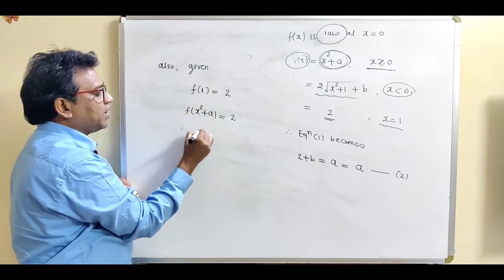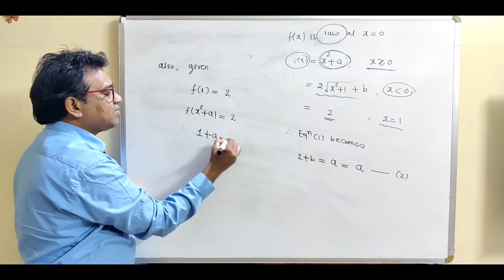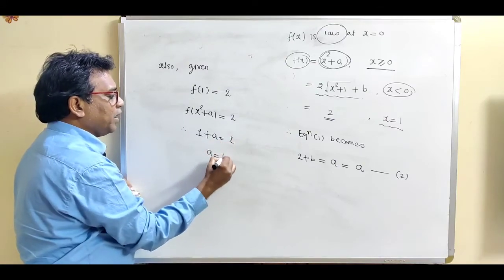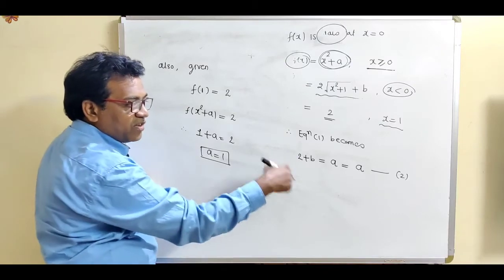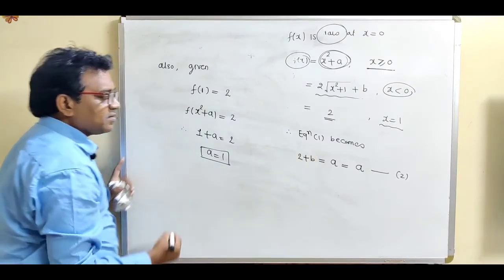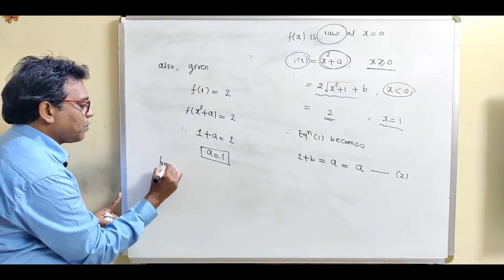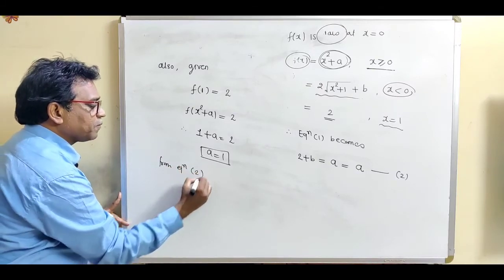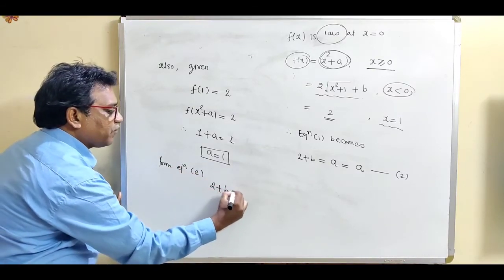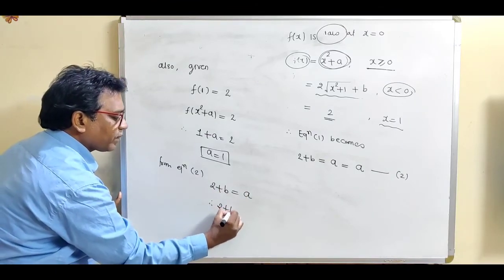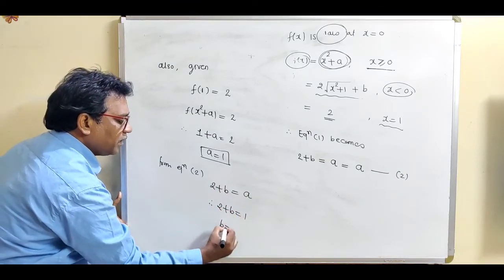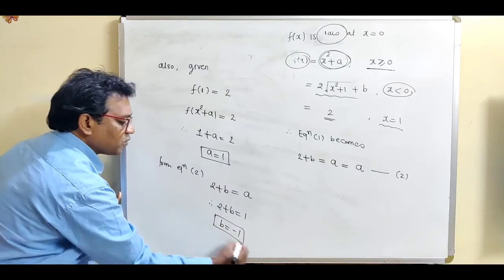Just put x equal to 1. So 1 plus a is equal to 2. So what is the value of a? a is equal to 1. So from equation 2, just equate the first and second terms. Put a equal to 1. So what is the value of b? b is equal to minus 1.